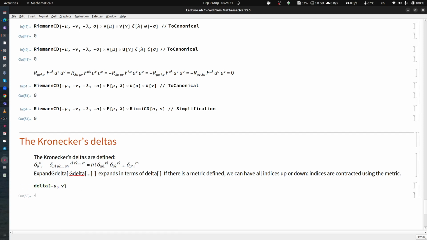So you can use the indices of the delta symbol to contract the indices of tensors in any manifold, like the one that we have defined, the manifold M4. So now the upstairs index of the delta symbol is contracted with the index of the one form, omega, and that will give us omega mu.